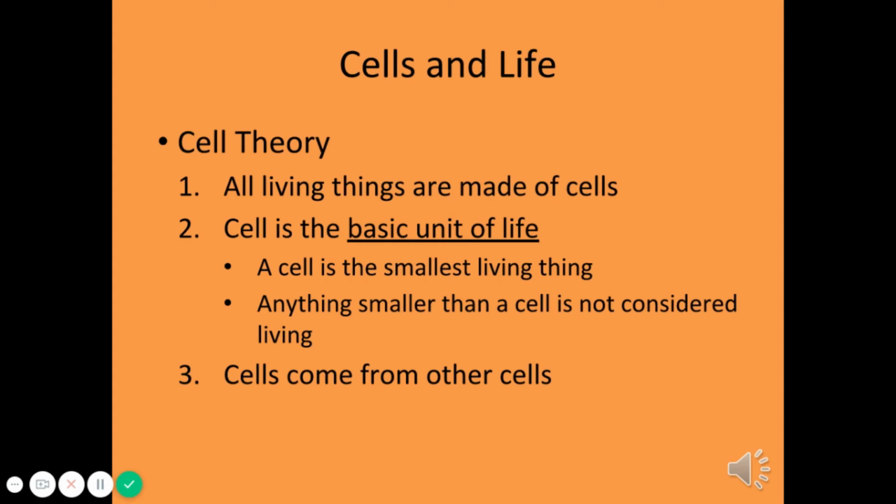Alright, moving on to these cells and life. We're going to talk about cell theory now. So, the main 3 points of cell theory. Number 1, all living things are made of cells. Number 2 says the cell is the basic unit of life, which we're going to break down. That means a cell is the smallest living thing, and anything smaller than a cell is not considered living. So things that are inside the cell, or things like atoms or molecules, are technically not considered alive. And part 3 of cell theory says cells come from other cells.